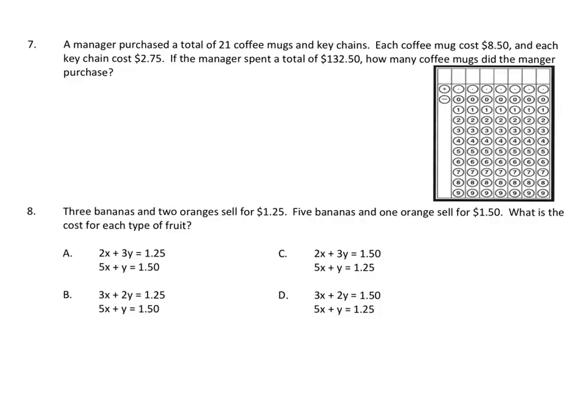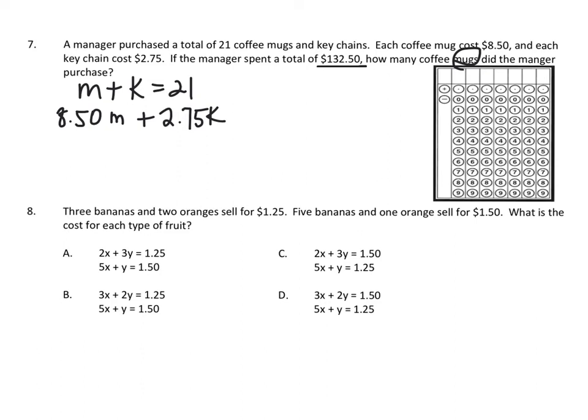Okay, just a couple more examples. A manager purchased a total of 21 coffee mugs and keychains. All right, so we have mugs plus keychains equals 21. Each coffee mug cost $8.50 and each keychain cost $2.75. If the manager spent a total of $132.50, how many mugs did the manager purchase? All right, so we have $8.50 times mugs plus $2.75 times the keychains is going to equal $132.50.